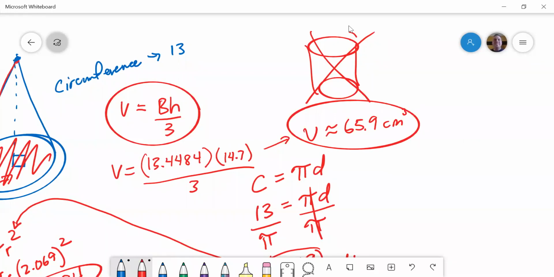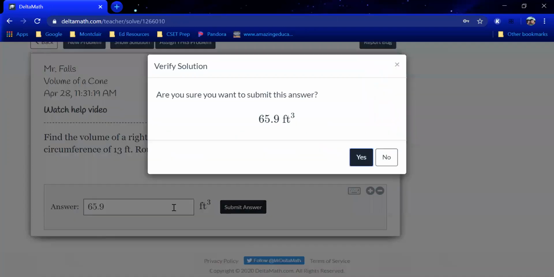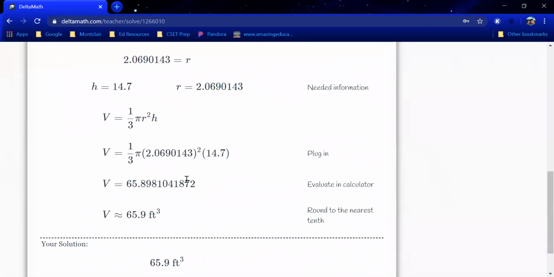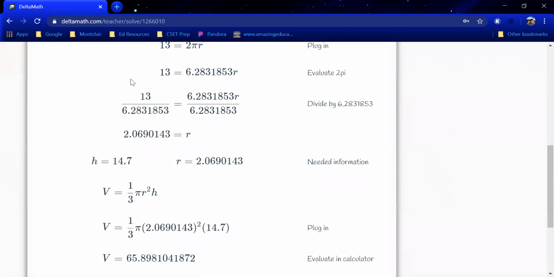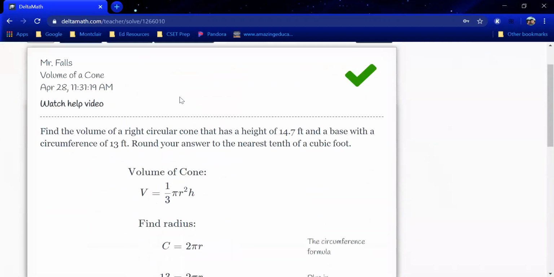Let's go punch that in, switching back to Delta Math, so 65.9. Again, help video if you guys need it. There we go. Look at that, really good. Looks good, nice. And you can look at the solution and how they kind of work things out. I think it's really helpful for you guys, okay?